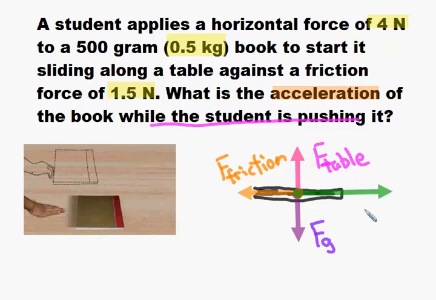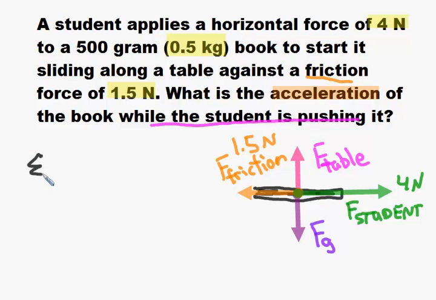Let's put our numbers in there. Okay, so this is the force. Okay, the force of friction is 1.5 newtons. And the force of the student is 4 newtons. I don't think we really care about the up and down forces because they're in balance. They're going to cancel each other out, and they're not going to do anything to the motion of the book. It's all about left and right. The forces in the x direction.